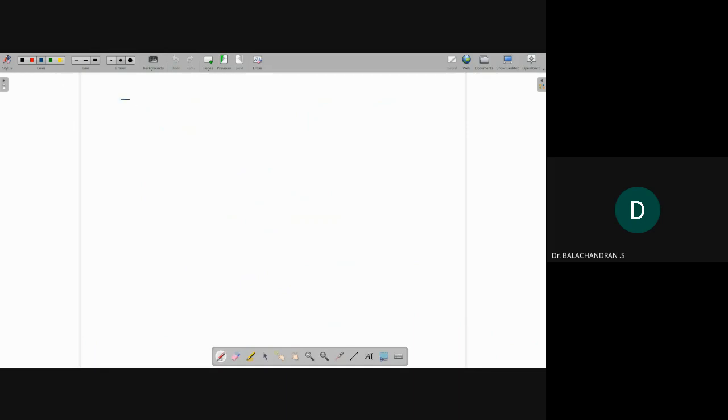That is, z square plus 26 divided by 5 iz minus 1 equal to 0. So find out the two roots.